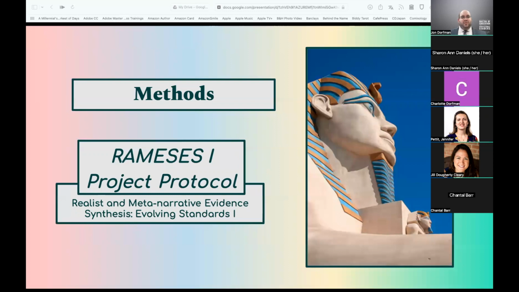I use the RAMESES I project protocol, which stands for Realist and Meta-Narrative Evidence Synthesis: Evolving Standards 1. It's a mouthful. So one would use a meta-narrative for quantitative research studies. Realist synthesis is looking specifically for qualitative research.